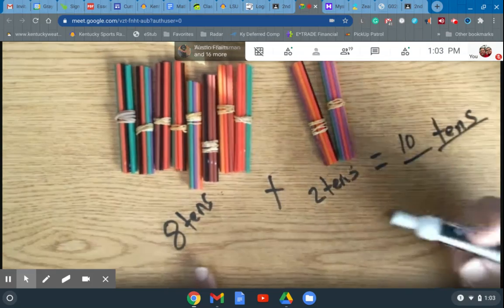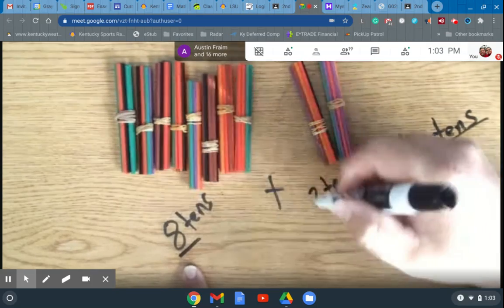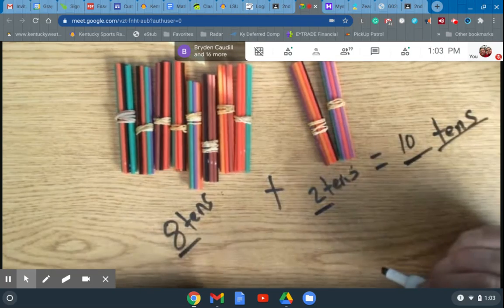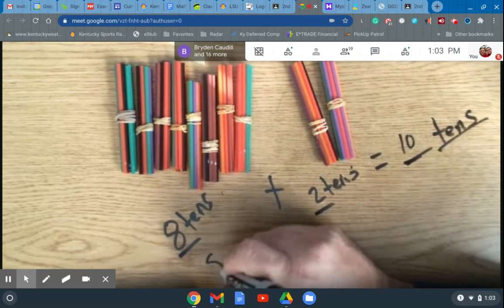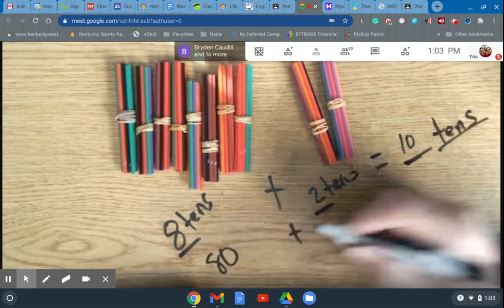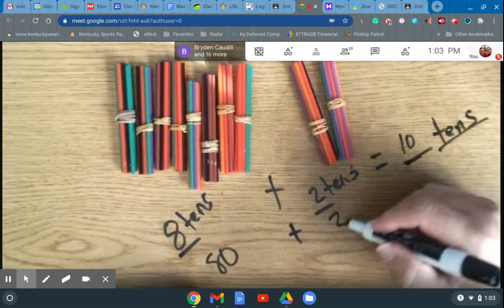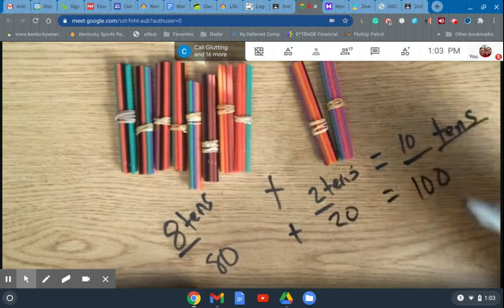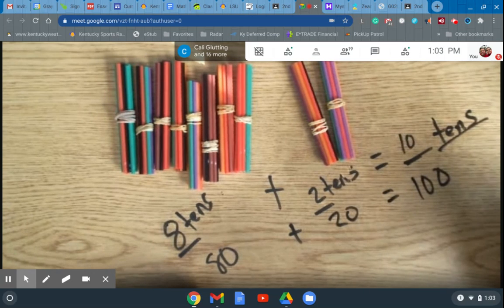So, 8 plus 2 equals 10. But we're talking about tens, so 8 tens is 80, plus 2 tens is 20, and that equals, and I think Callie told us 100, and that's what Eli was thinking about, 100. Okay?